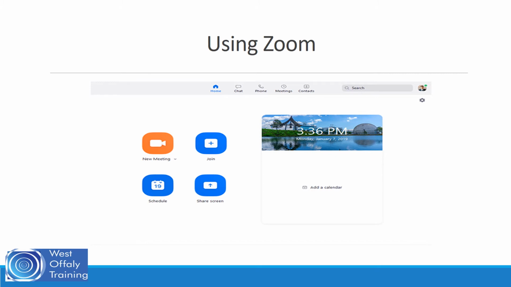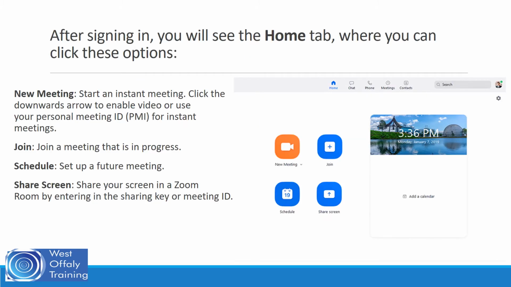For this particular section, we'll be looking at the four larger icons in the middle of the screen, which includes new meeting, joining a meeting, schedule a meeting of your own, and also sharing your screen. So sharing work that you might have on your own screen so others can view it also. After signing in, you will see the home tab where you can click these options. So again, as I mentioned, the four larger tabs.